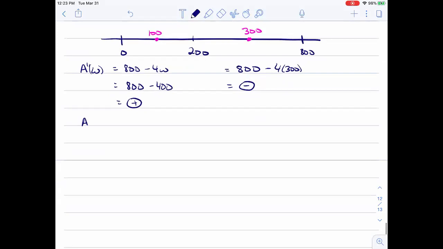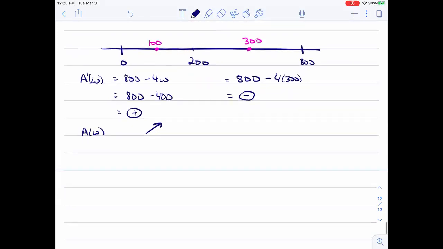So A of W itself is going to be increasing between 0 and 200, and then decreasing between 200 and 800. As we vary the width, the area is increasing, reaching a maximum at 200, and then the area is decreasing as we go through here. So this puts 200 as a local max.